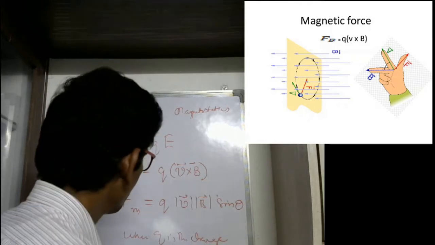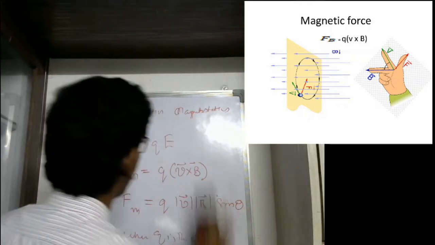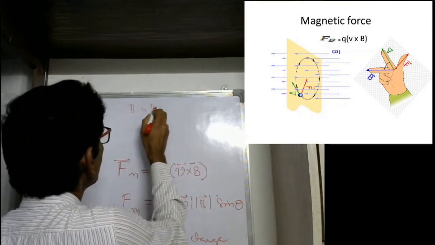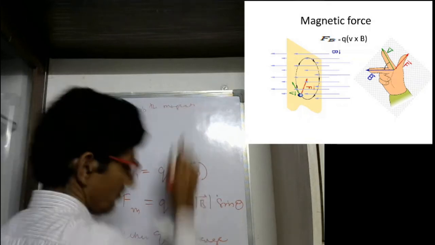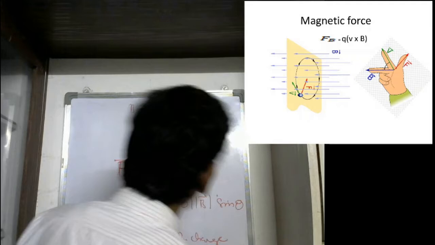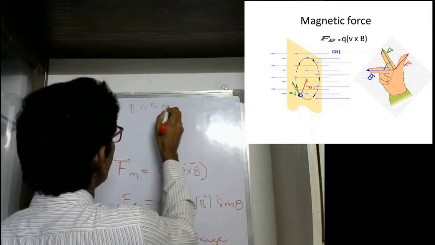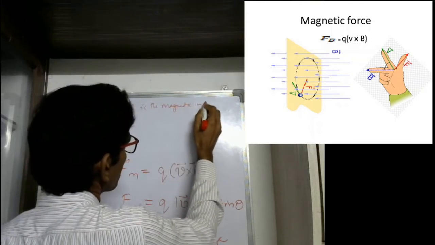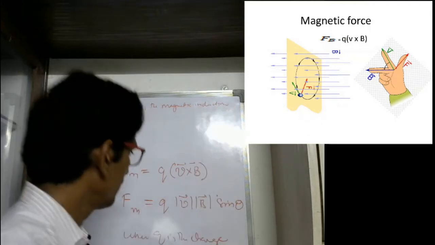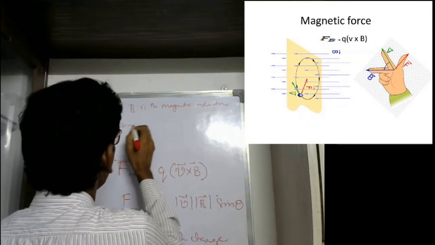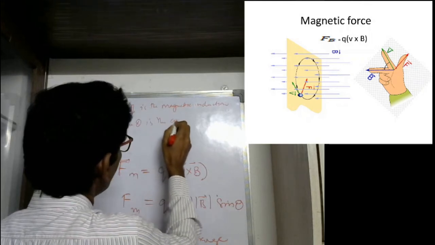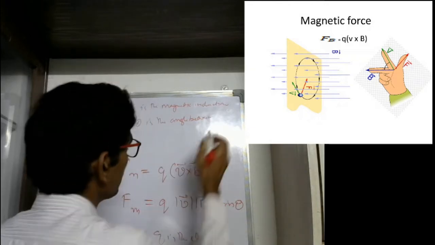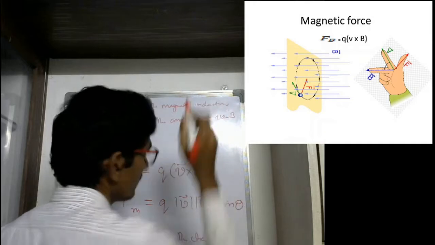Q is a charge. B is the magnetic induction or magnetic field. Theta is the angle between the two vectors v and B.